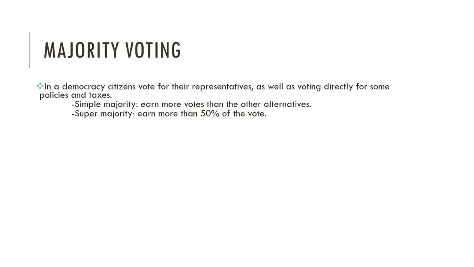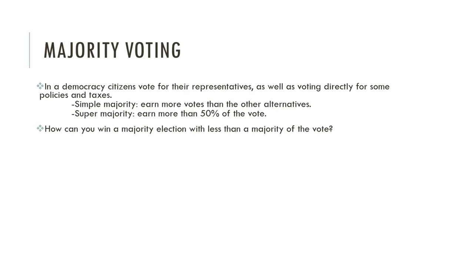If we have a simple majority, it just means you have to earn more votes than the other alternatives to win. Supermajority is earning more than half of the votes. It also depends on the context. If you're talking about certain things, sometimes they may say supermajority, and it might mean 67% or 75%, just depending on which government body you're talking about.